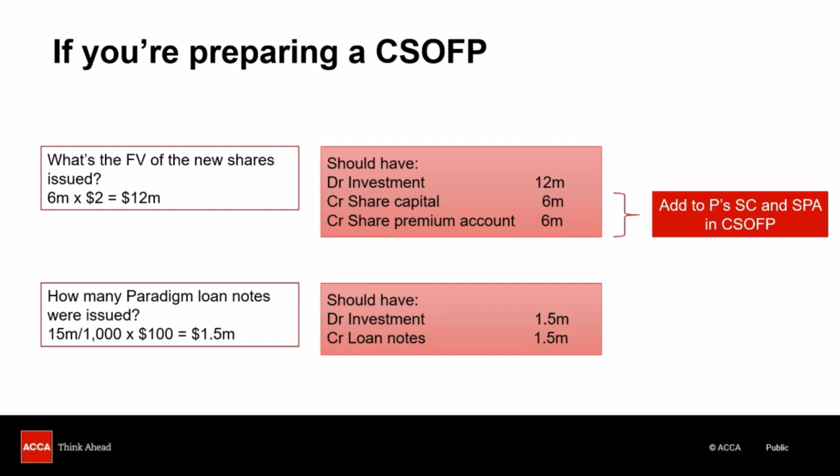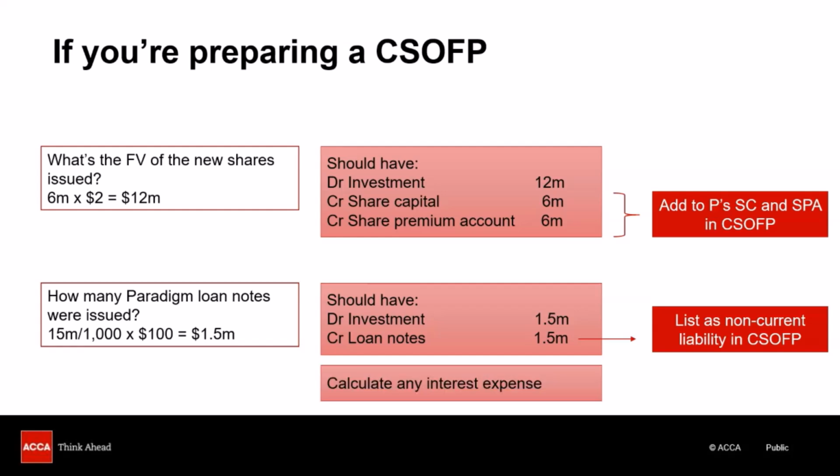In terms of loan notes also, if they have not been recognized in the financial statements, we debit investment and credit the loan notes. These are then going to be listed as a non-current liability in the consolidated statement of financial position, and interest expense is going to be calculated on them on a year-on-year basis. This expense is going to reduce the parent company's profits in the retained earnings.